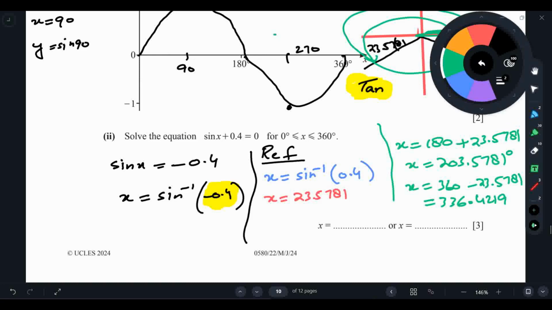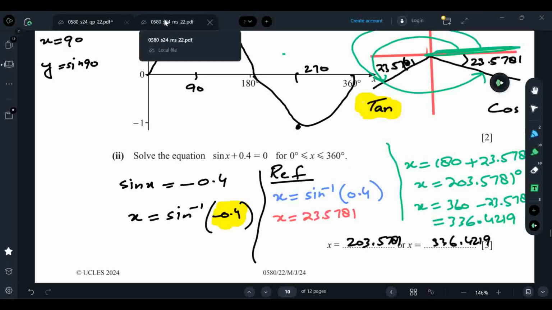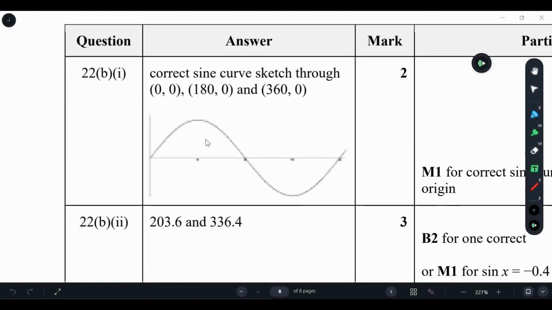Now it means that the final answer will be 203.5781 and 336.4219. Let me check it over here in the marking scheme. Yes, this was the graph, and 203.6 and 336.4.